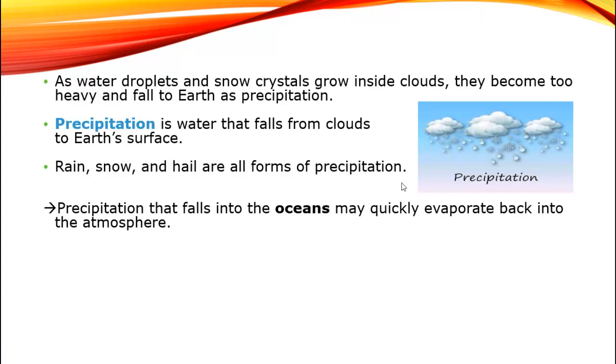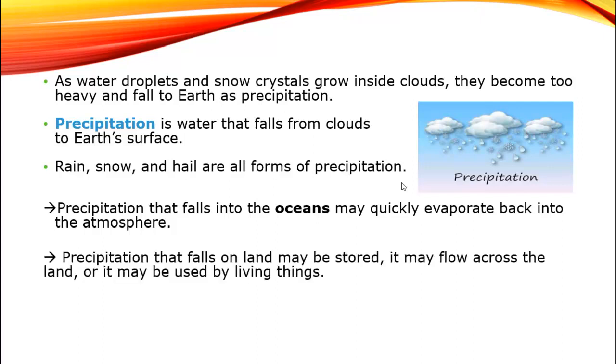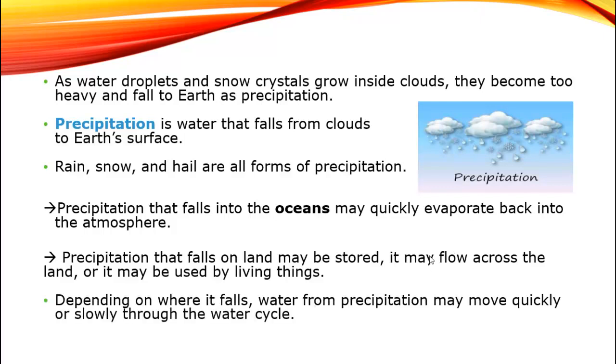Precipitation that falls into the ocean may quickly evaporate back into the atmosphere again. So, as I told you, water is moving from the Earth's surface to the atmosphere and back again. Precipitation that falls on land may be stored. It may flow across the land or it may be used by living things. That depends on where it falls. Water from precipitation may move quickly or slowly during the water cycle.